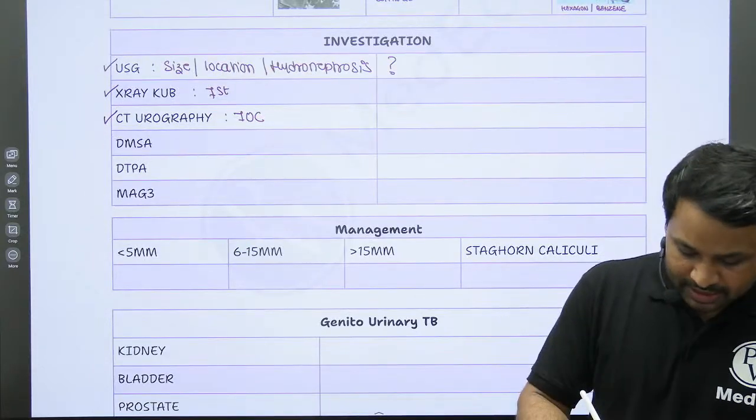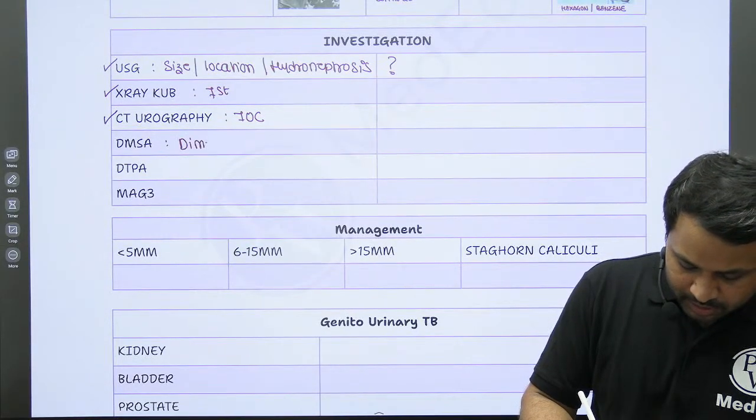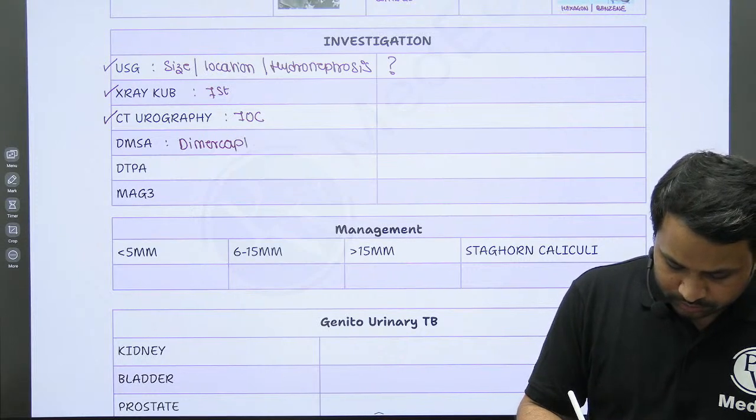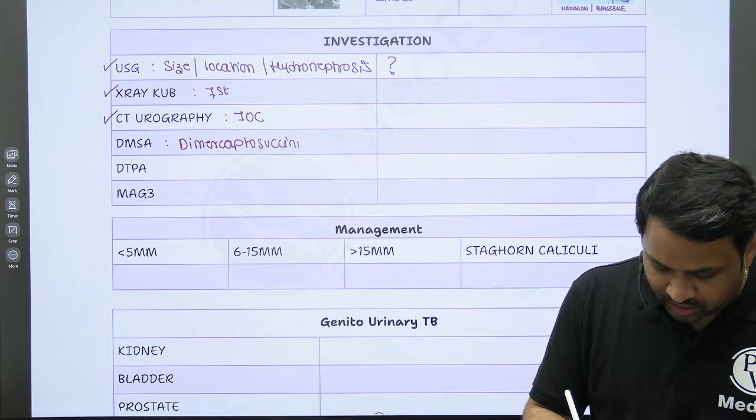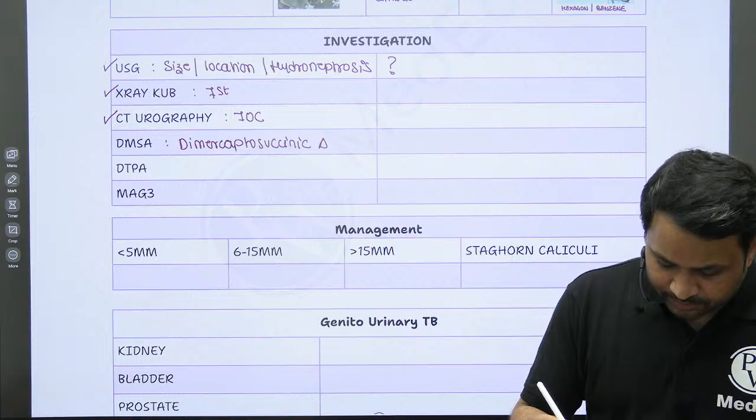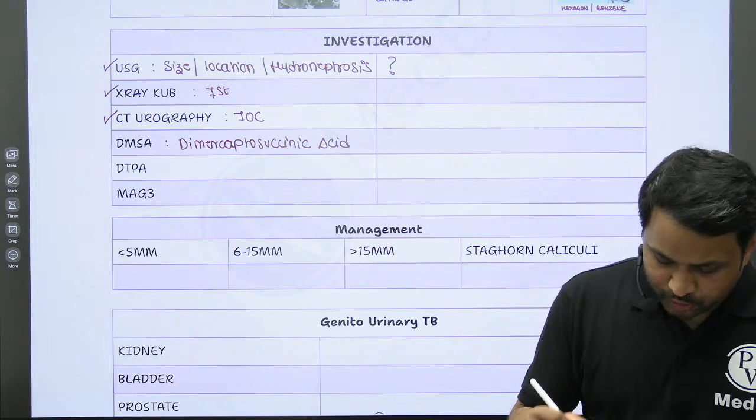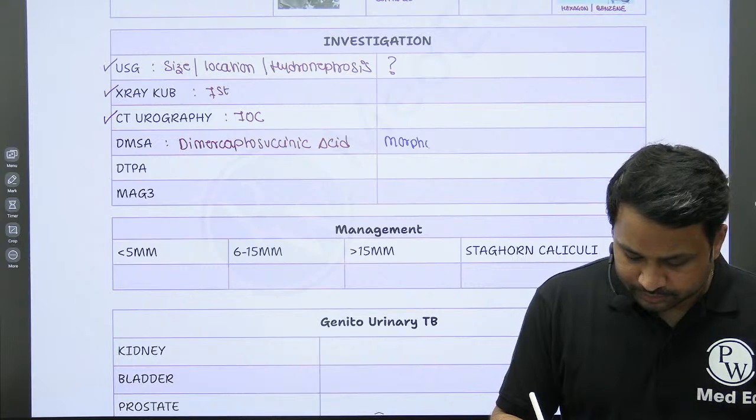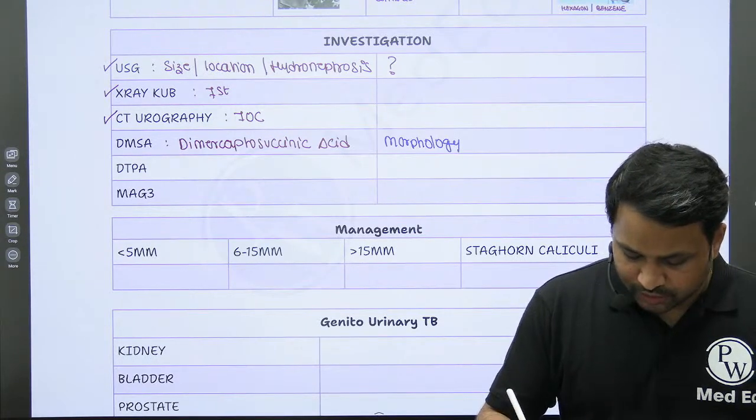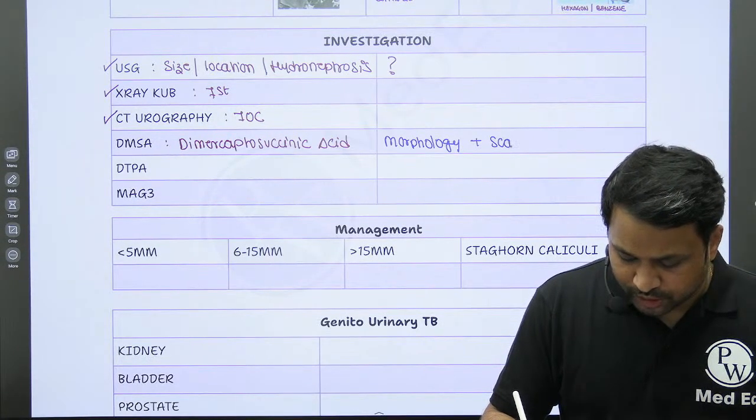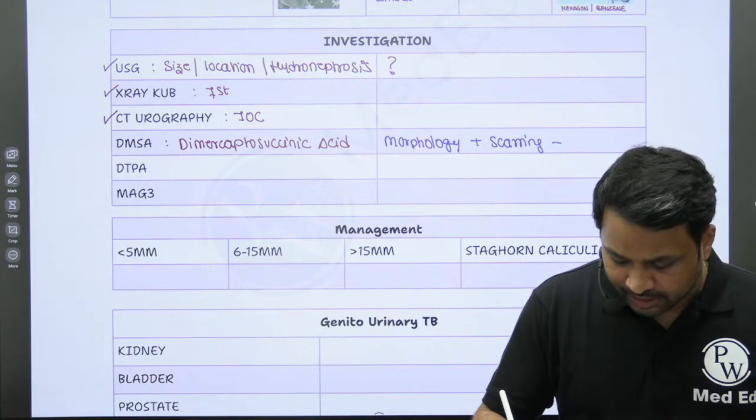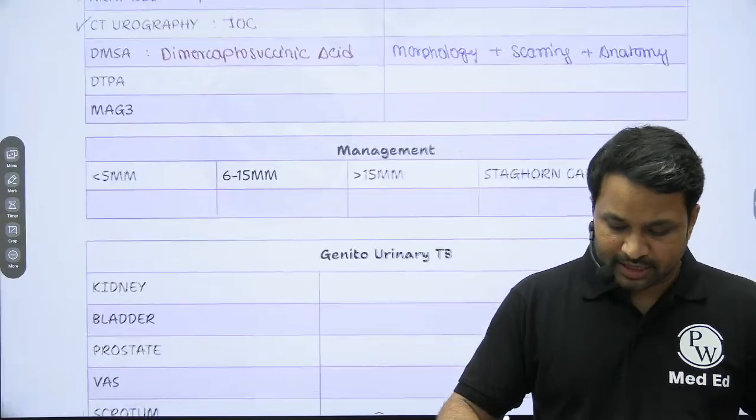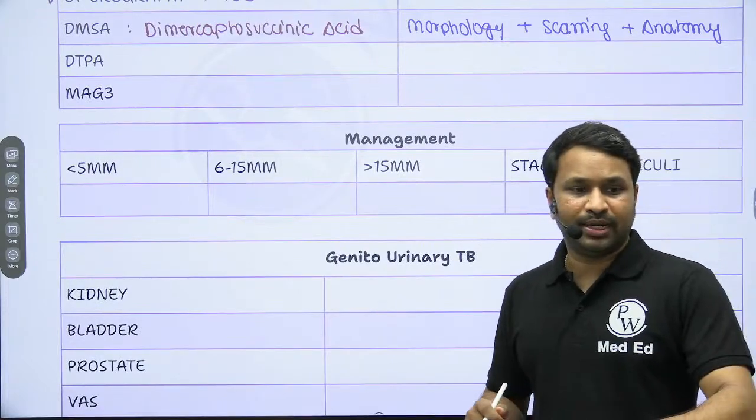Now DMSA stands for dimercaptosuccinic acid. What is this DMSA used for? It is used to assess the morphology of the kidney. It is going to look for scarring in the kidney, and it is going to tell you about the anatomy of the kidney. So if you're looking for morphology, scarring and anatomy, I will go ahead with a DMSA scan.